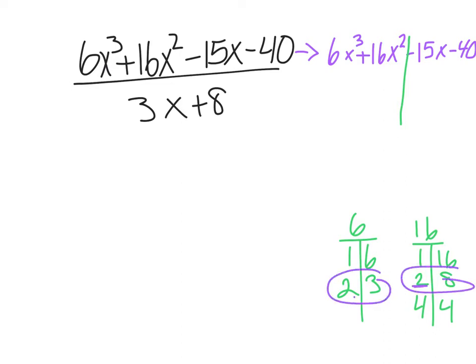So I'm going to pull that 2 out of the parentheses. And the smallest exponent is x squared. So I'm going to divide each of those by 2x squared.